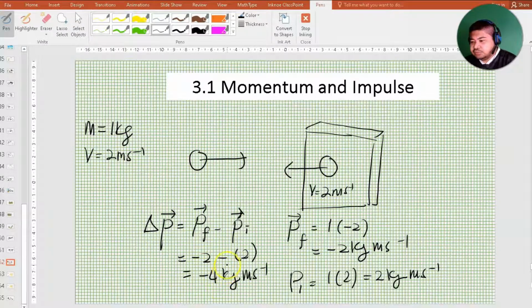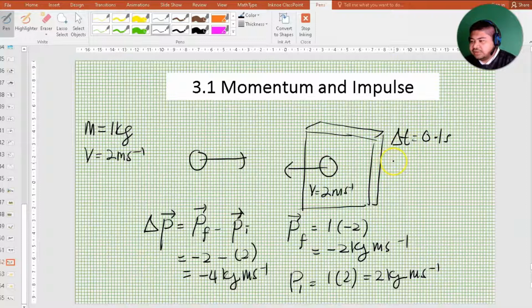So you have a change in the momentum of the ball. From there, you can calculate the amount of force that is exerted by the wall on the ball by dividing the change by the impact time. Let's say when the ball makes contact with the wall, the impact time is 0.1 second. That is the amount of time where the ball is in contact with the wall.